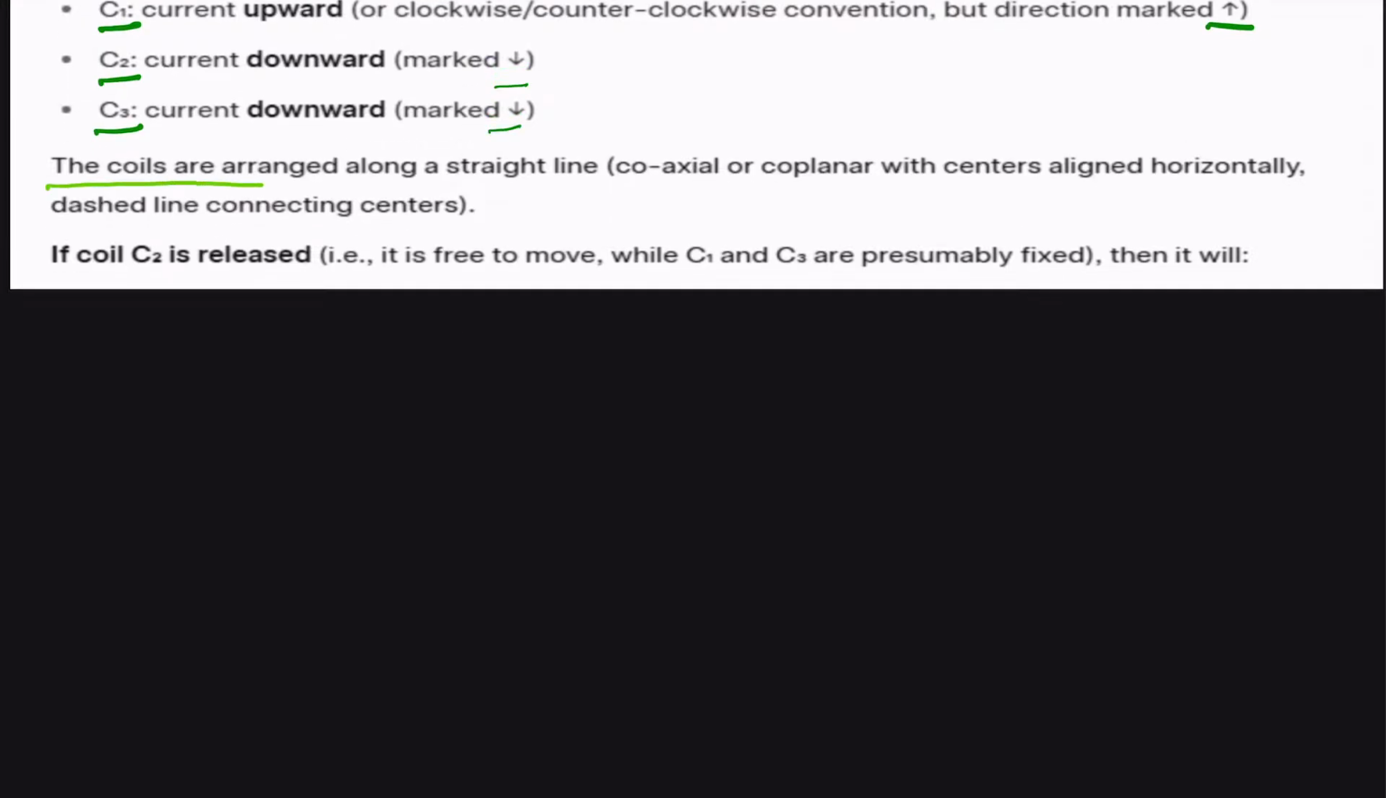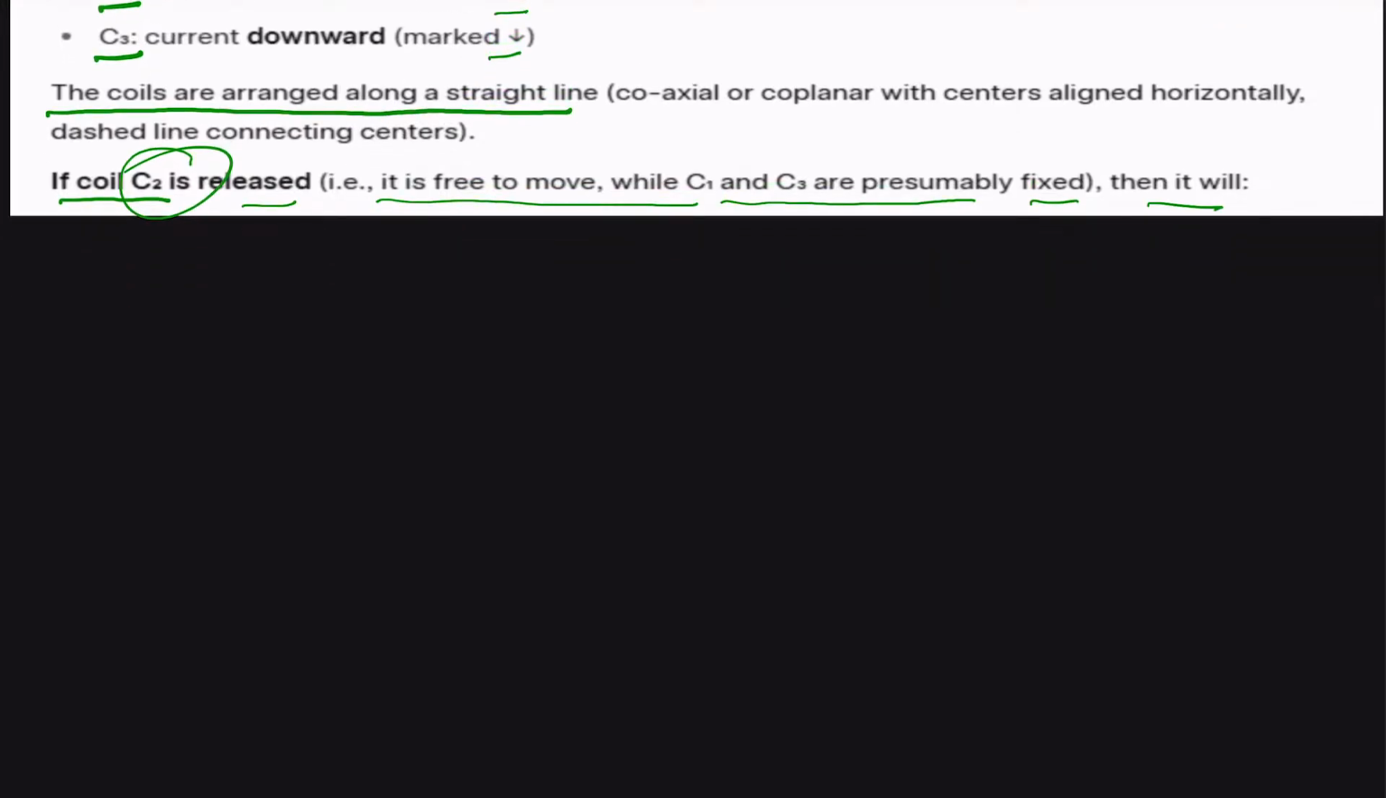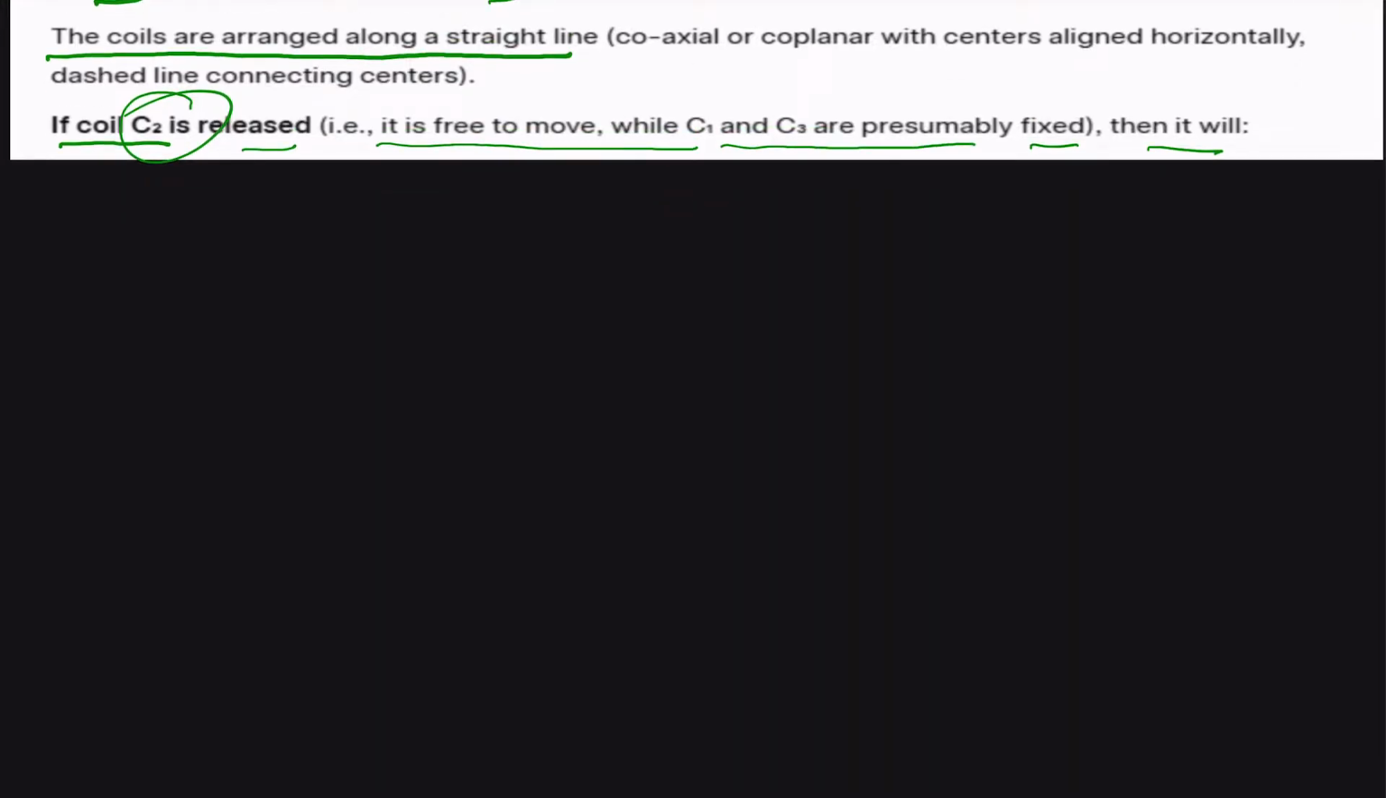The coils are arranged along a straight line, and if C2 is released, it is free to move, while C1 and C3 are presumably fixed. Then we have to find out what happens to C2. So we can just draw the figure. So we have three coils.